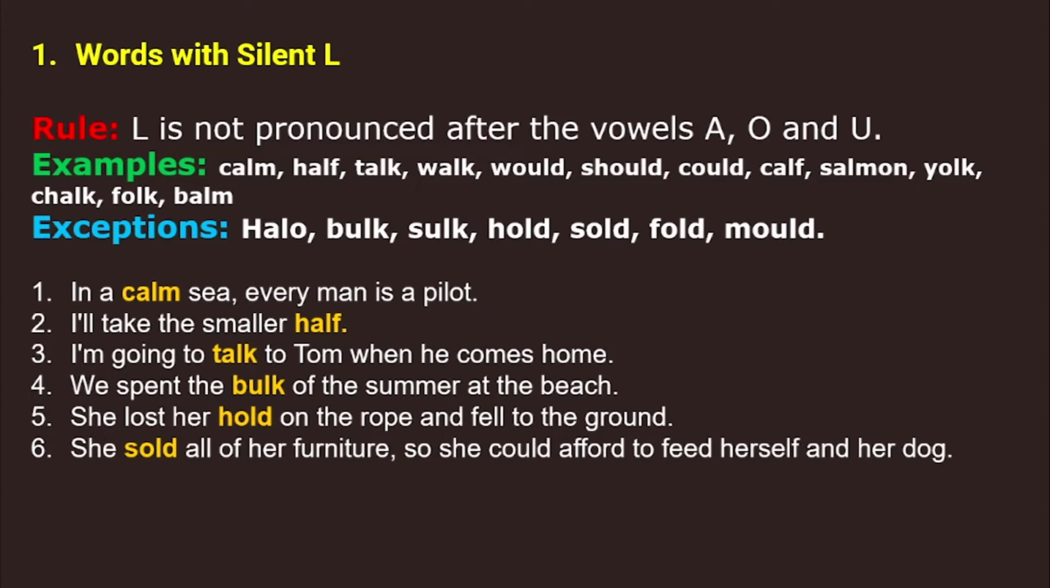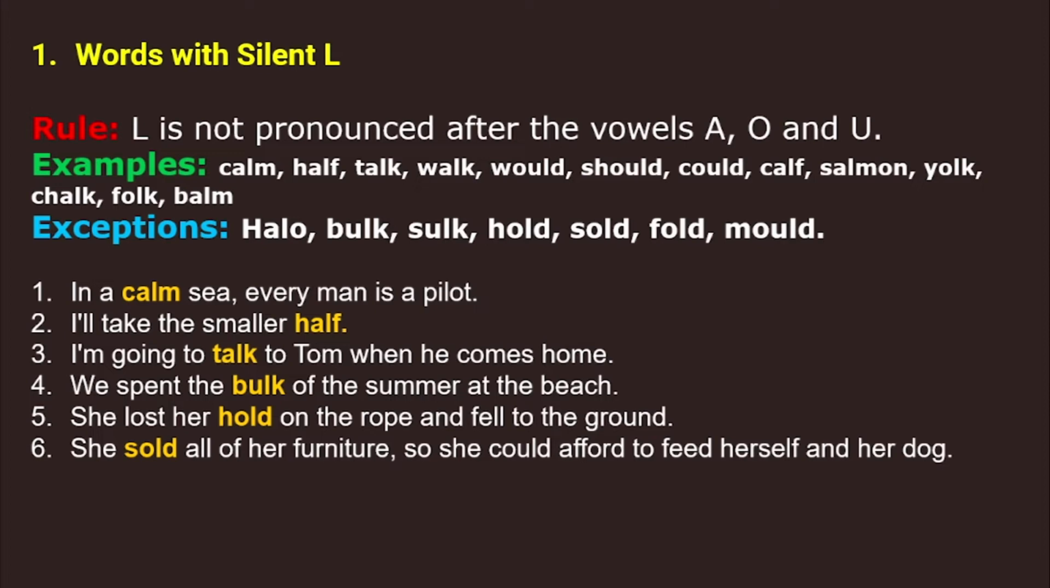Now, let's look at the rule. L is not pronounced after the vowels A, O and U. Let's look at the examples. Calm, half, talk, walk, would, should, could, calf, salmon, yolk, chalk, balm. Now let's look at the exception words. Hello, bulk, sulk, hold, sold, fold and mold.